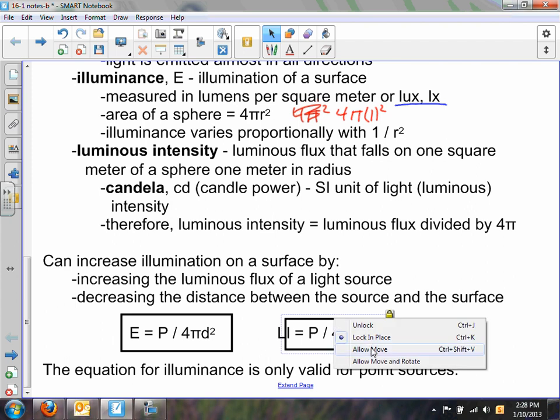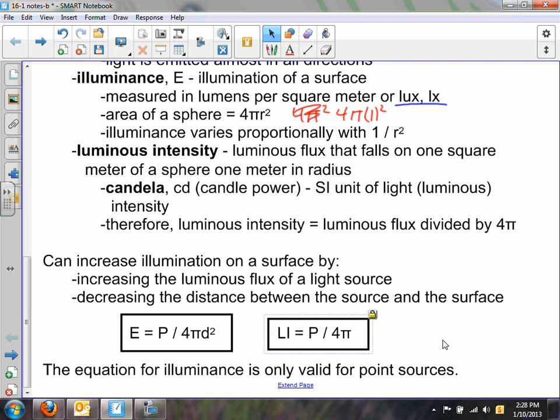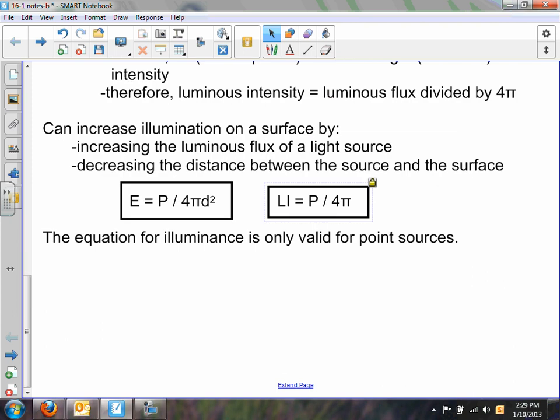Here's a couple equations. E is the equation for illuminance. And to find your illuminance, all you have to do is divide your luminous flux by 4 pi, the distance to that source, squared. And like we mentioned, to find luminous intensity is simply your flux P divided by 4 pi.